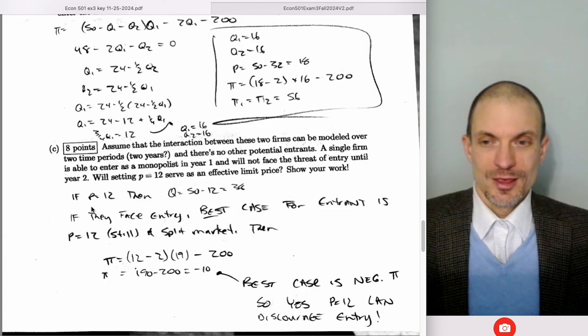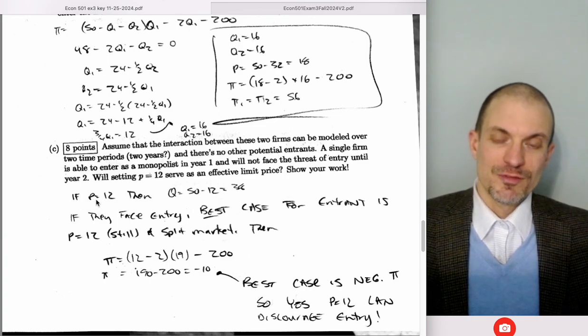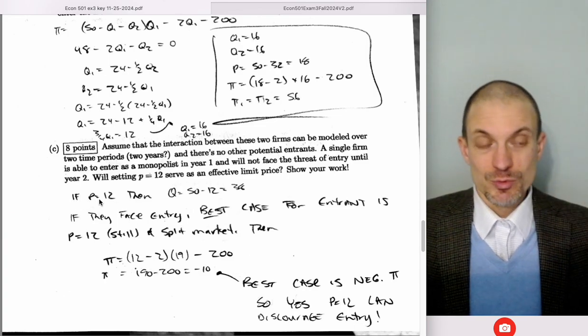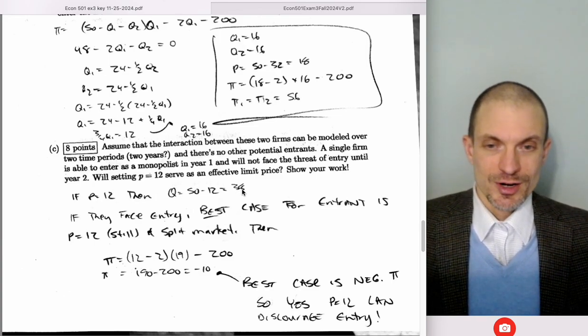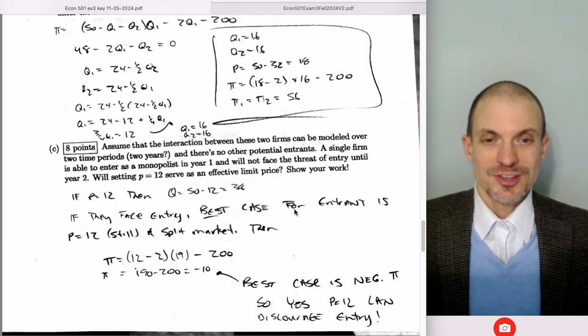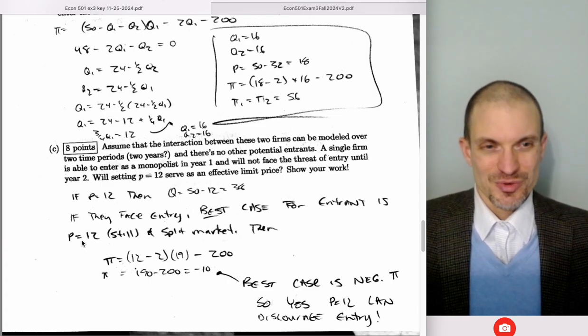That's what I'm going to ask here: if we set a price of 12 as a monopoly, will that discourage firms from entering? If we set the price at 12, the market quantity is going to be 38. Suppose an entrant comes in. Now, the best case scenario that the entrant could possibly anticipate is the price stays at 12, right? And so usually when you enter, you're going to increase quantity, price would fall.